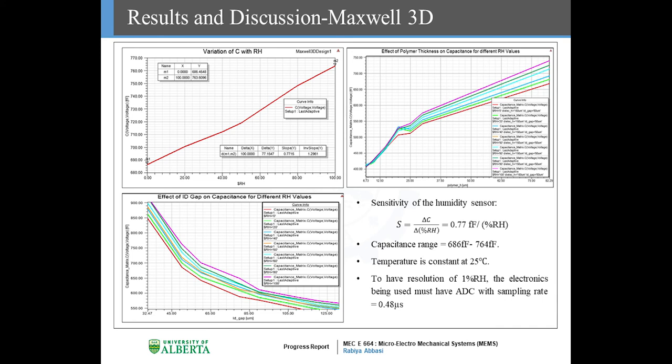We have also calculated the sensitivity of the sensor, which is 0.77 femtofarad per 1% RH, and the capacitance range, as you can see. In order to have a resolution of 1% relative humidity, the electronics being used must have an ADC with a sampling rate of 0.48 microseconds.